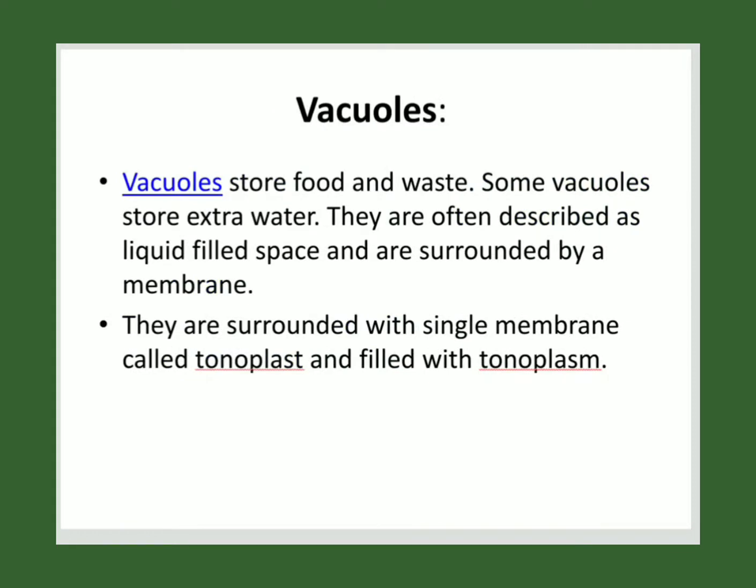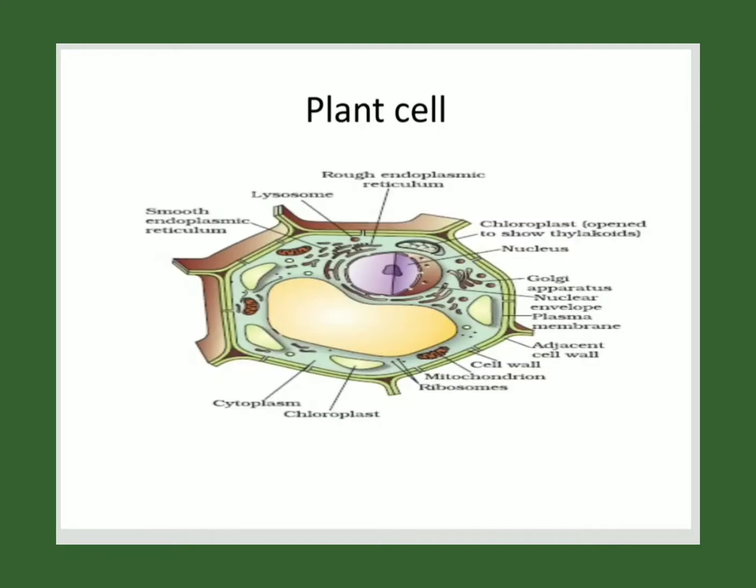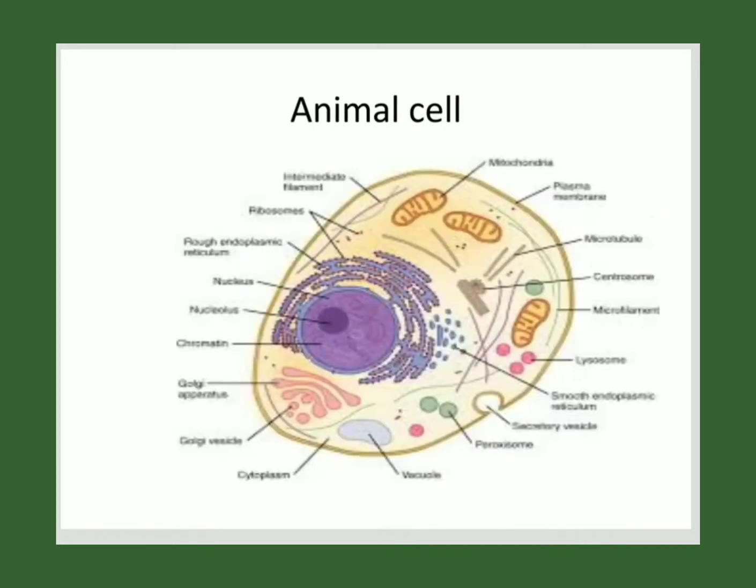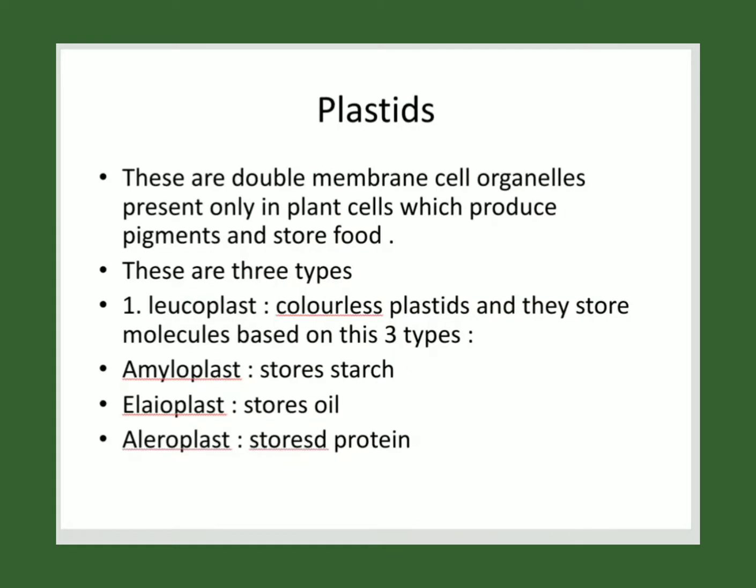Vacuoles will store food and waste. Some vacuoles store extra water. They are often described as liquid-filled spaces surrounded by a single membrane. We call it the tonoplast, and it is filled with a fluid called tonoplasm. Their main important function is storage. In plant cells you can see a larger central vacuole. They also store gases, and in animal cells smaller vacuoles are present. Here also they store water, food, waste materials or gases.